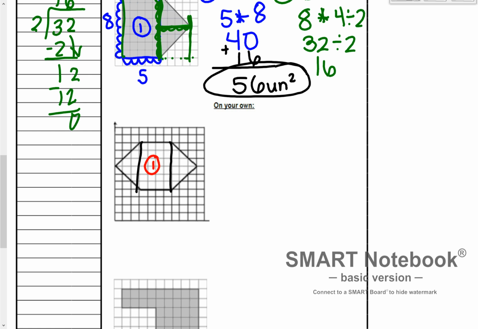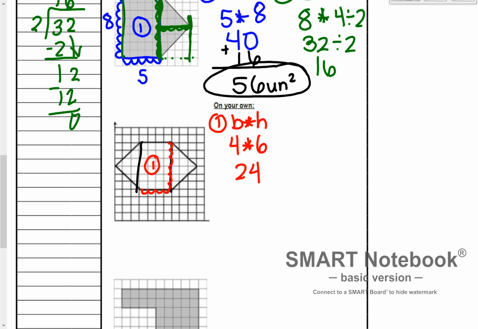I'm going to start with my rectangle first, get the easy one out of the way. Count for that base, I would have 1, 2, 3, 4. Count for that height, I would have 1, 2, 3, 4, 5, 6. 6 times 4 is 24.